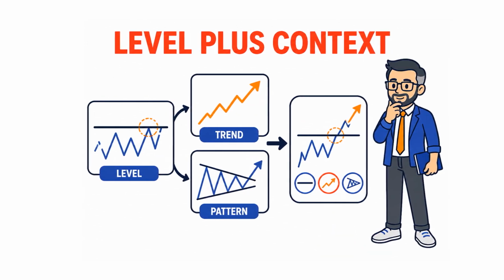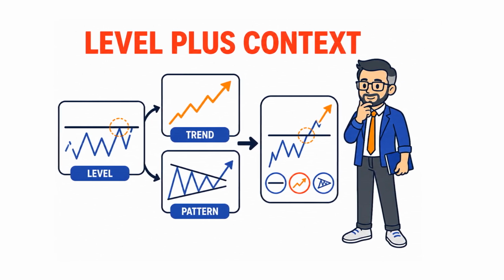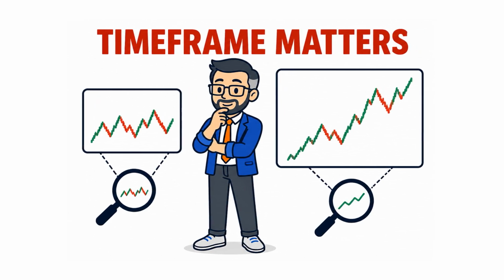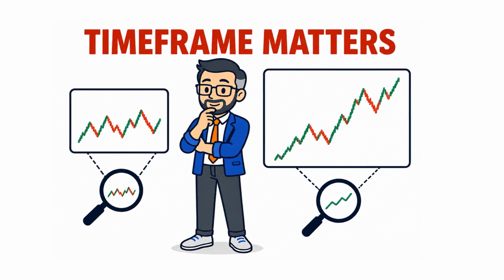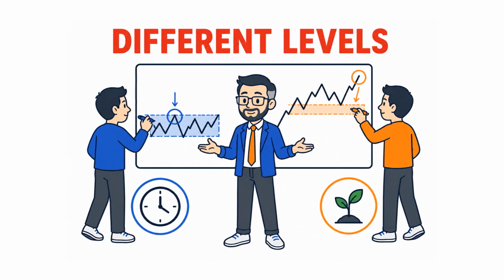For example, a level may matter more to a trader if it aligns with the broader trend or with a recent price pattern. But even then, interpretation varies. What looks important on one time frame may look minor on another. A day trader and a long-term investor may mark very different levels on the same chart.